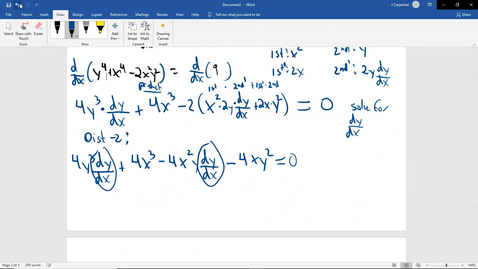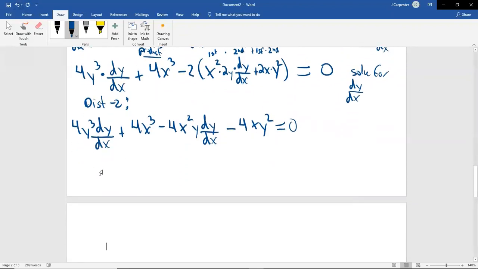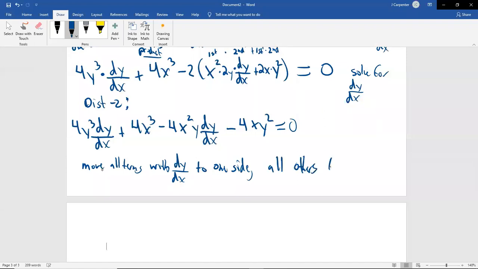So they're not combinable. So instead, we have to take that alternative approach, which was to, come on, let me type just a little lower. Don't make me go to the next page. I'll write it. Move all terms with dy dx to one side, all others to the other side.